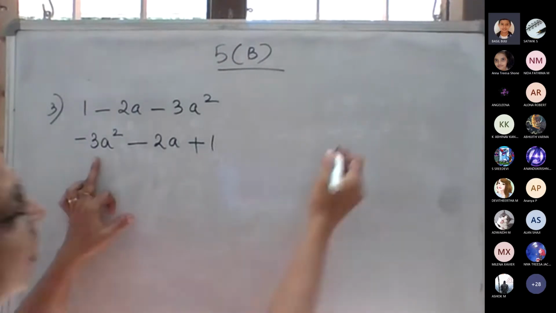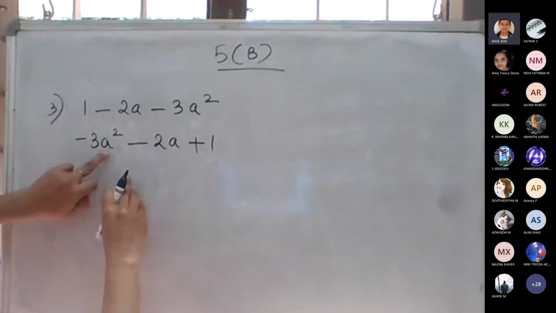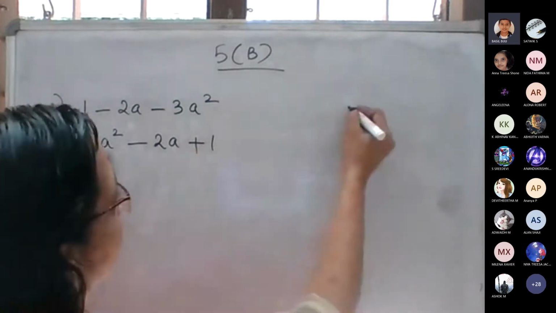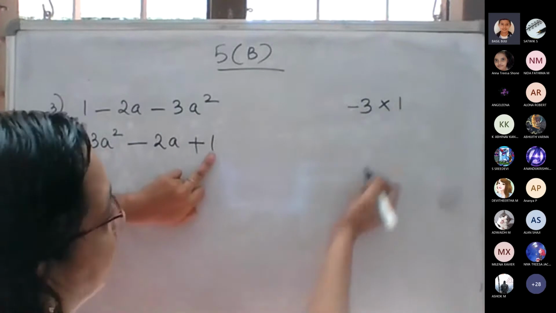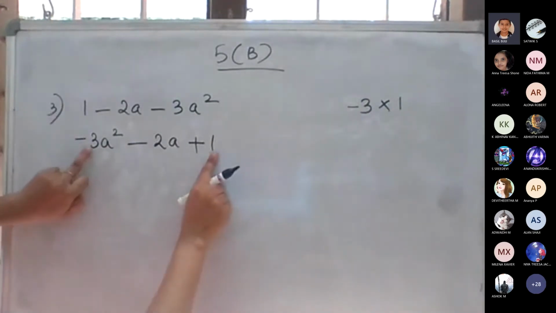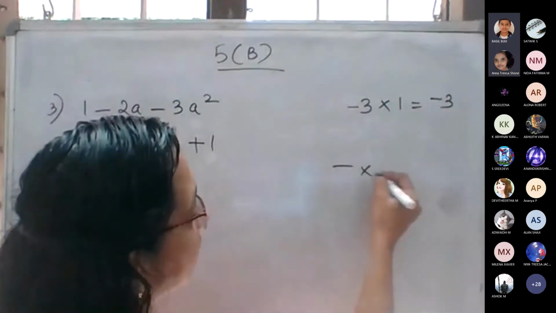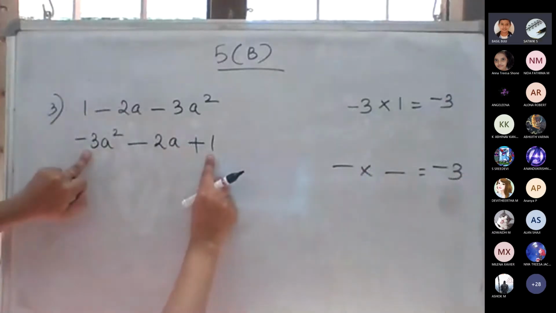So dash into dash. That means the two terms: the constant term plus the coefficient of the first term, negative 3a square. The a square coefficient is negative 3. So negative 3 into what? Positive 1, isn't it? Negative 3 into positive 1 is negative 3. So dash into dash, we have to get negative 3. Is it clear? Yes, ma'am.